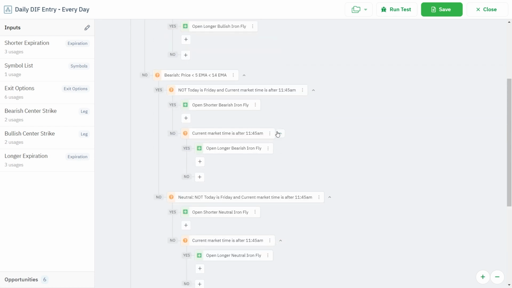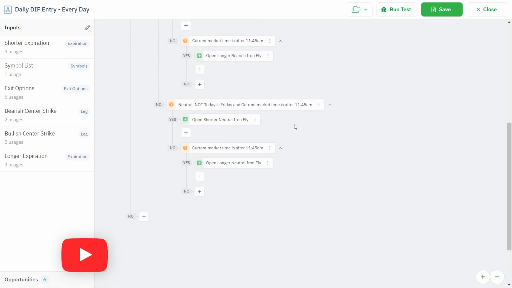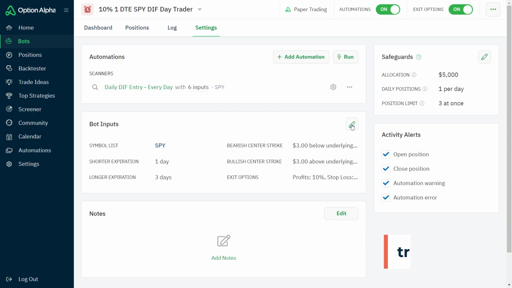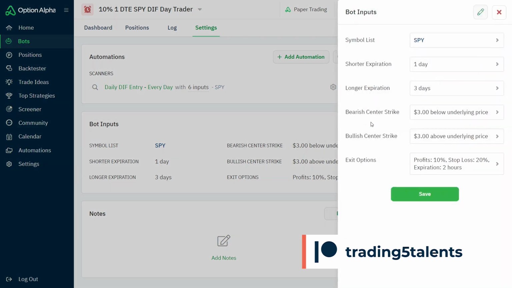If it's not bullish or bearish and the price is in a neutral environment, then it's just going to open a neutral iron fly, and the center strike is right at the money of SPY at noon. So it's pretty simple. This iron fly bot is very simple. The exit options are 10% profit or 20% stop loss, and then exiting 2 hours before expiration.